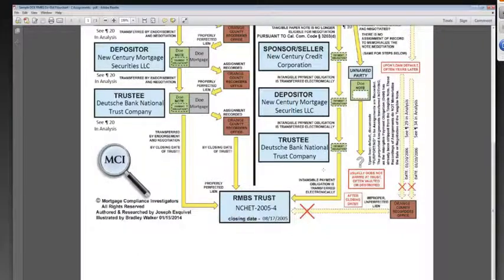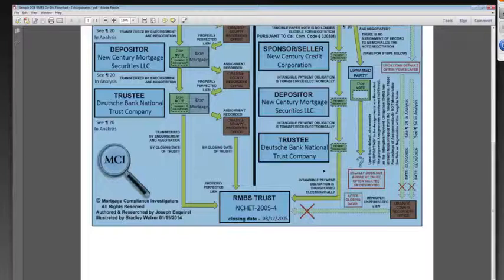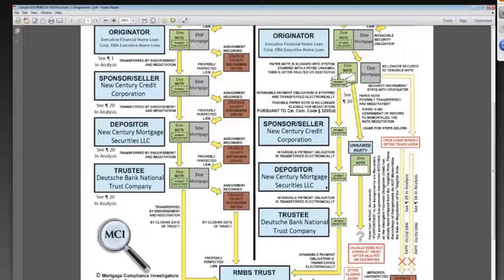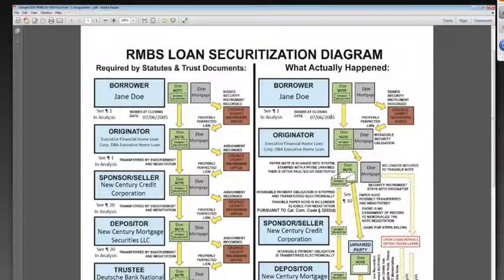All right, so now let's look at what was actually done. So now we look at what actually happened. Okay, we've got the borrower, Jane Doe. She signed at closing. We have the note and the mortgage. Right after closing, it went to the county recorder's office, and it was filed, indexed, and recorded, and we have a properly secured lien.